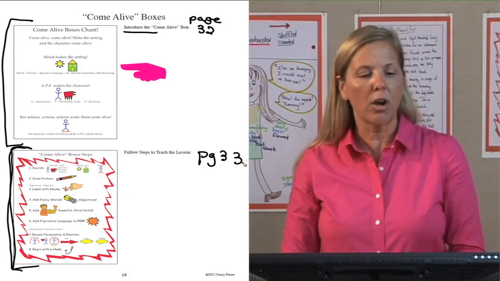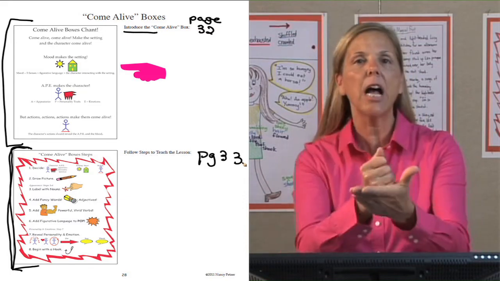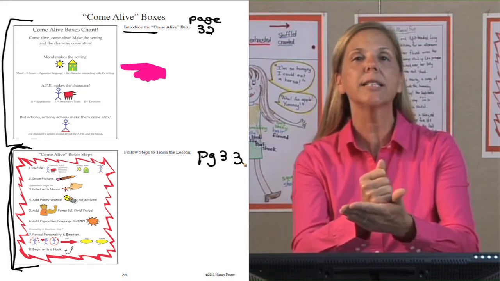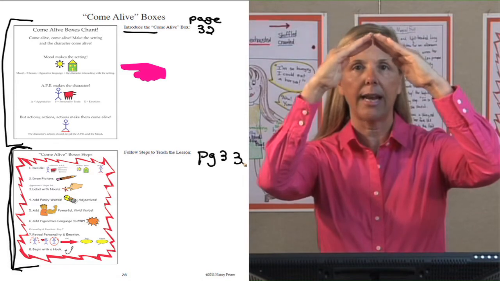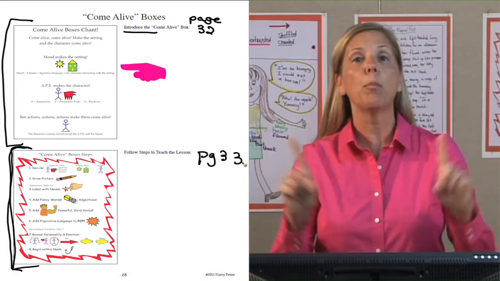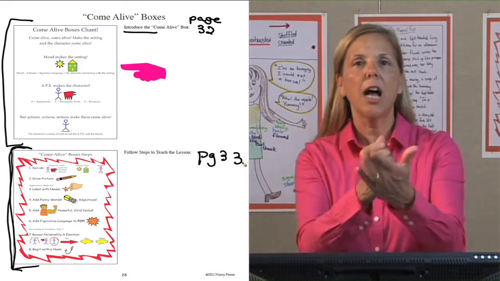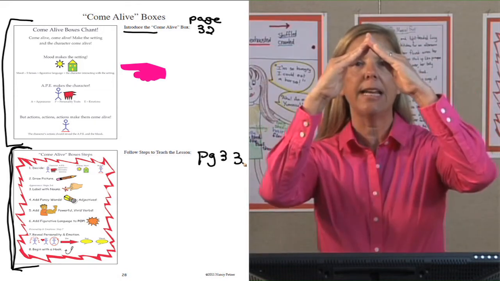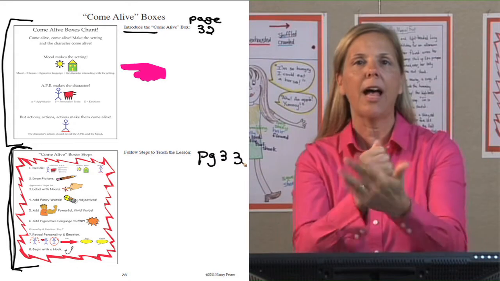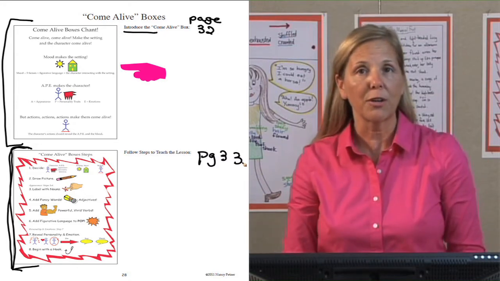So let's go to our chant. Take our fist and say, come alive, come alive. Make the setting. Let's pretend like we have a house for a setting. Make the setting. Then we'll put fingers waving like they're characters. Come alive, come alive, come alive. Make the setting and the character come alive. So there's our first part.